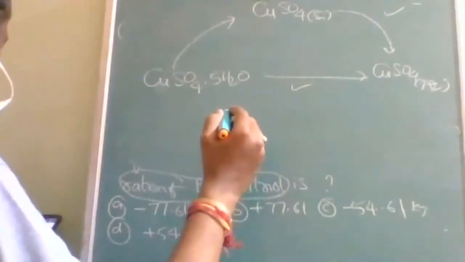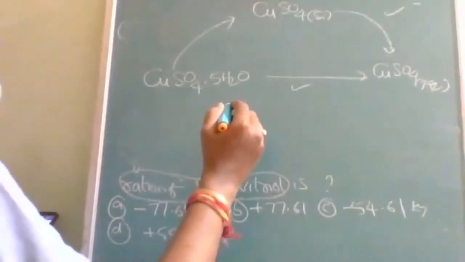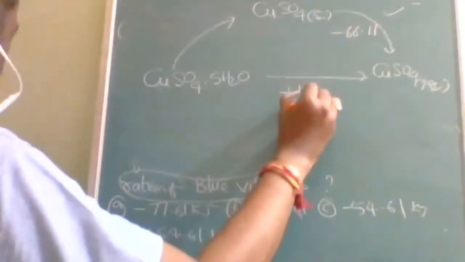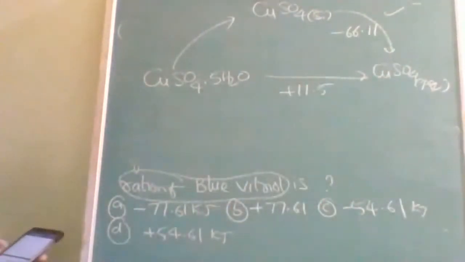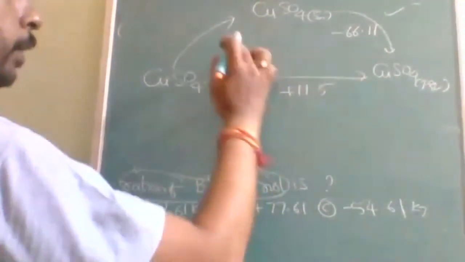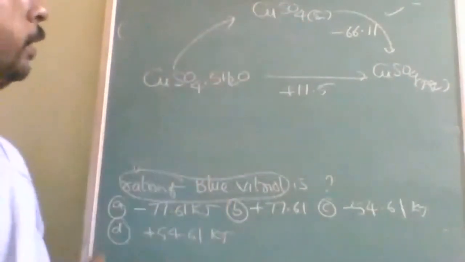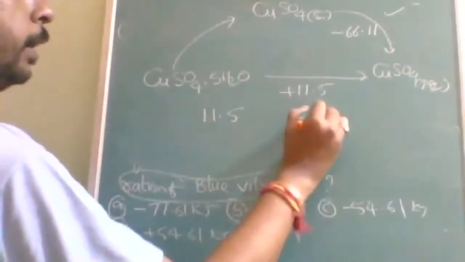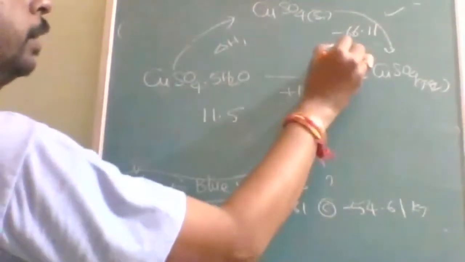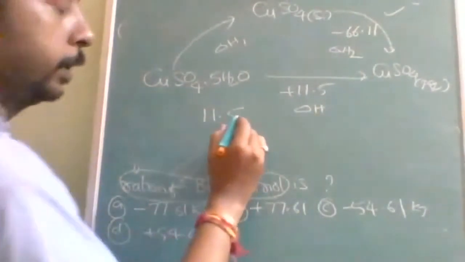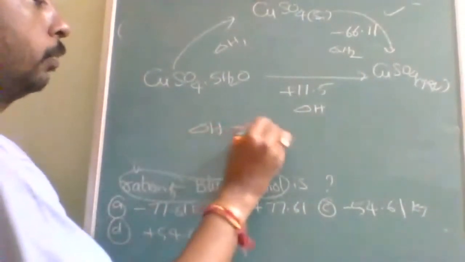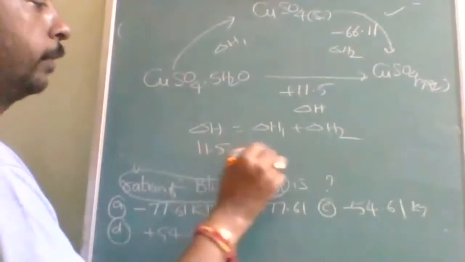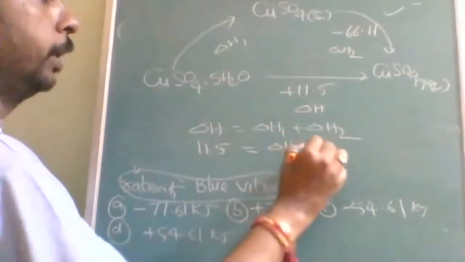Okay. What is that value given here? It is minus 66.11 and this is plus 11.5. Okay, so subtracting these two you will get this answer, mainly dehydration. Let us take this as delta H, this as delta H1, this as delta H2. As per Hess law, delta H is equal to delta H1 plus delta H2, and delta H is given as 11.5. Delta H1 is what we want to find out.